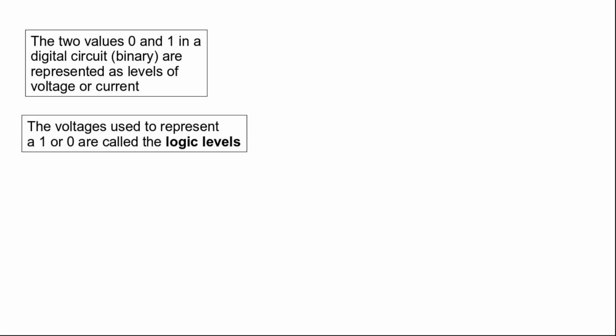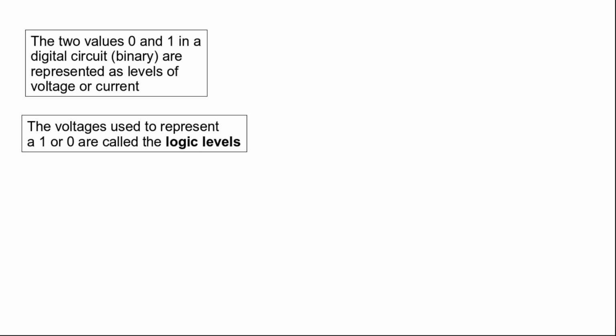Next, let's say we have a binary digital circuit. Now how do we represent the two values 0 or 1? They are usually represented by the levels of voltage or current. So for example, voltages may be used to represent a 0 or 1. They are called the logic levels.